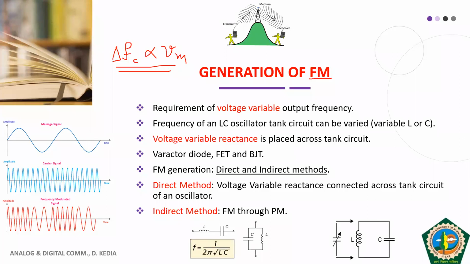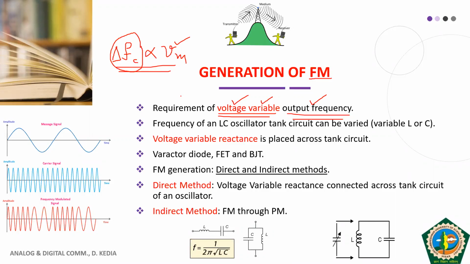Okay, so obviously the carrier frequency changes in accordance with your modulating signal, and we get the FM. That means we require a voltage variable output frequency, meaning we need to output a frequency that can be varied according to the voltage, and that voltage of ours is your modulating voltage. This output frequency is nothing but the changing frequency of the carrier. Okay, so now the next thing is how to get this voltage variable output frequency.